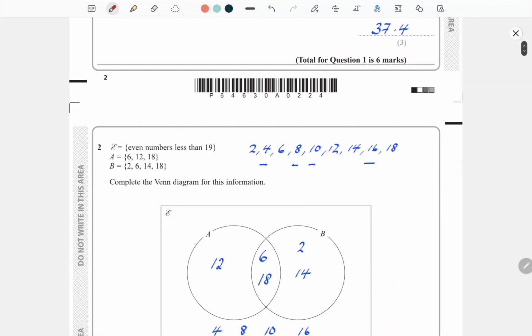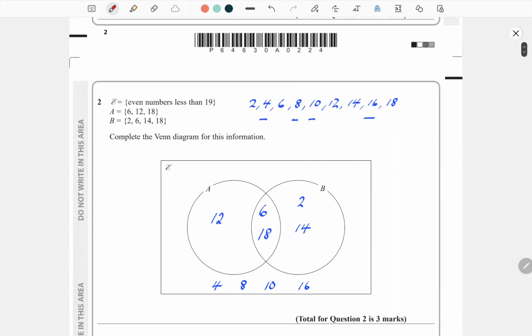All right, number 2. Okay, so Venn diagram question. And it's all about listing out the numbers and making sure you're counting everything and not missing something out. So your universal set, which is that thing there, has even numbers less than 19. In the real exam, make sure you're writing them out as I've done there, all right? So 2, 4, 6, 8, 10, 12, 14, 16, and 18, okay? Fine. Then start putting the numbers into their appropriate groups.